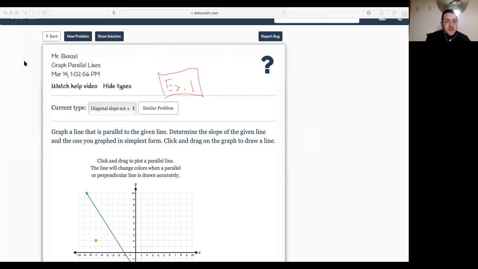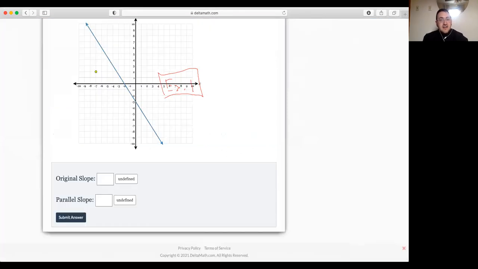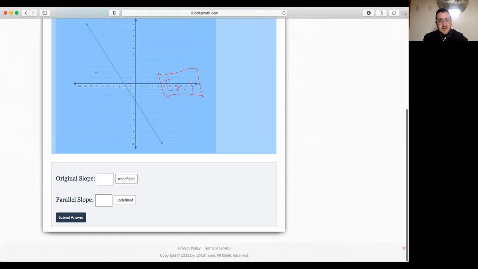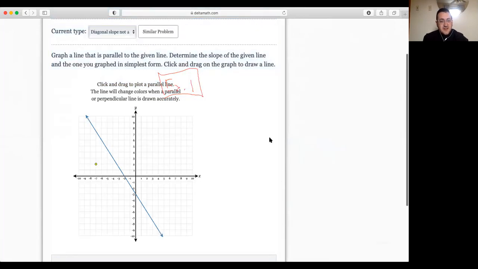The instructions read: graph a line that is parallel to a given line and determine the slope of the given line. I'm just going to get my graph here. And it says, click and drag to plot a parallel line. The line will change colors when a parallel or perpendicular line is drawn accurately.